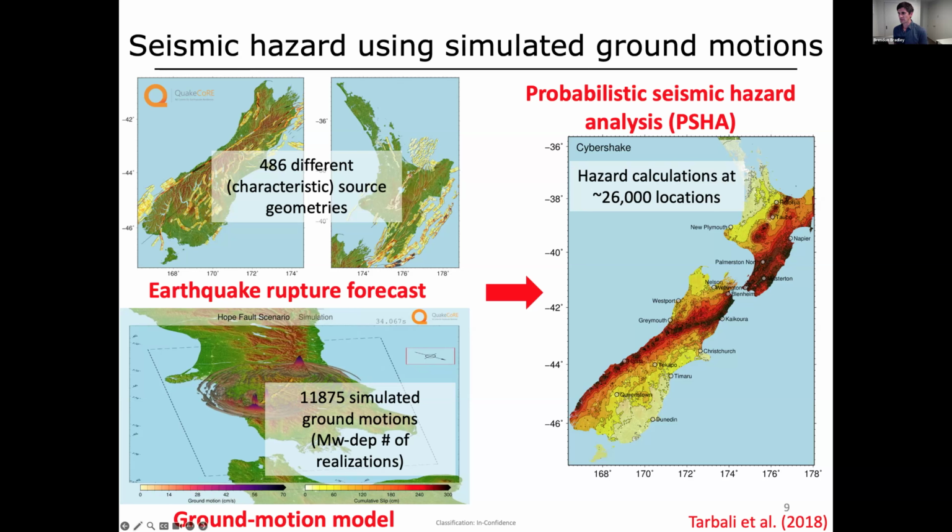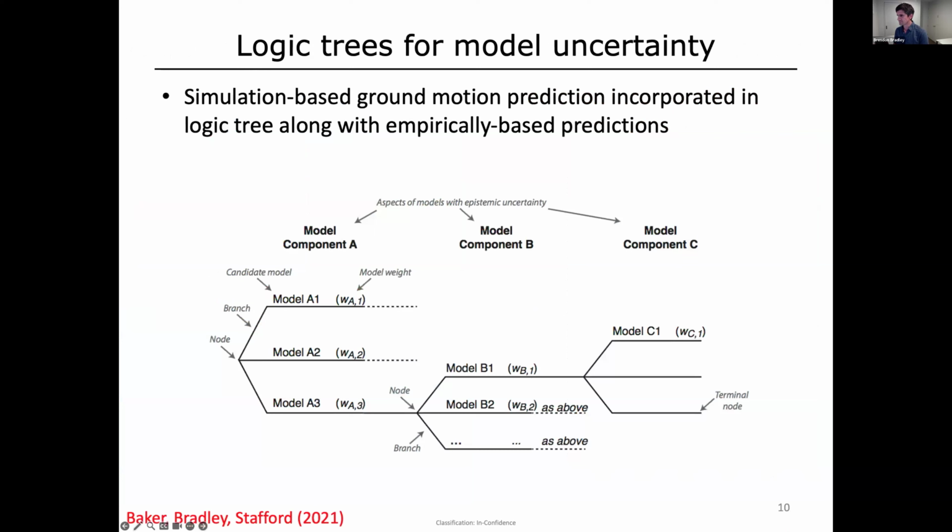And so we ended up with a little under 12,000 simulated ground motions. And then we combine those with the likelihood of each one of those earthquake sources rupturing to calculate seismic hazard at about 26,000 locations across the country. And then we could produce a contour map in the traditional sense to see seismic hazard over the region.